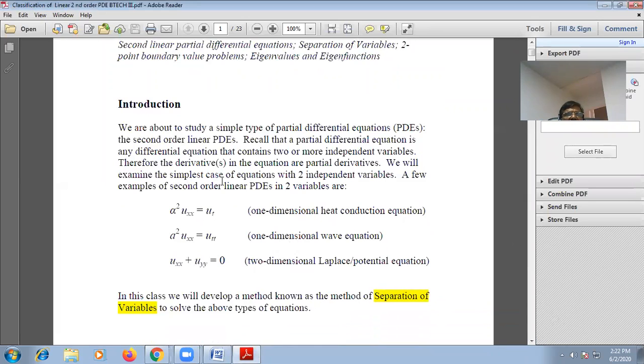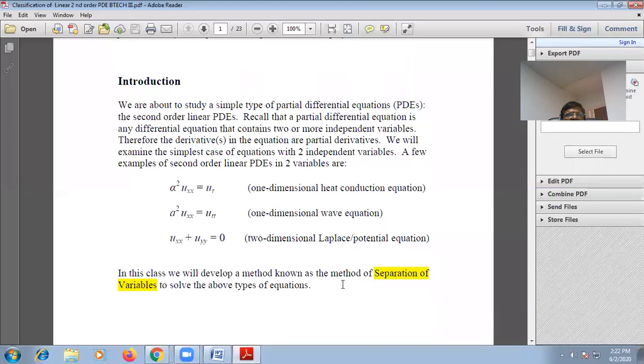A few examples of second order linear partial differential equations in two variables are, you can note this: a squared uxx is equal to ut. This is the one dimensional heat conduction equation. The next is a squared uxx is equal to utt, one dimensional. This is the wave equation. Uxx plus uyy is equal to 0. This is the two dimensional Laplace, or you can say potential, equation.